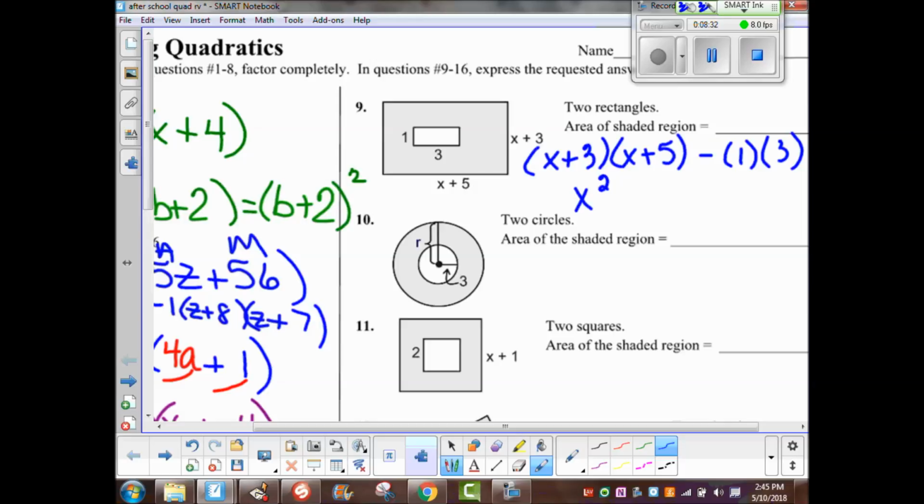And I'd say x squared. I'm going to combine these inners and outers in my head here, so 3x and 5x. I'm going to go right to 8x plus 15 minus 3. And then my area of my shaded region is going to be x squared plus 8x plus 12. Sorry about that. I got a little squeezed in there.